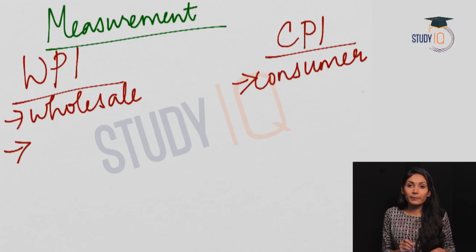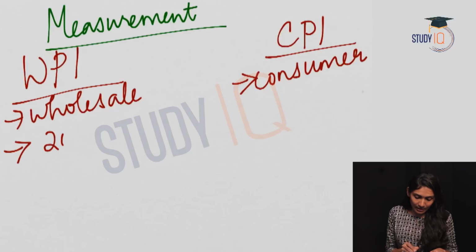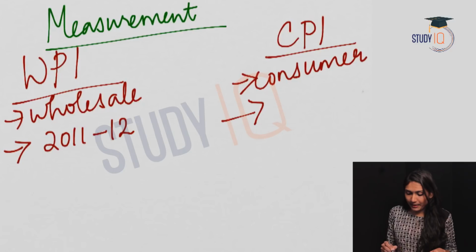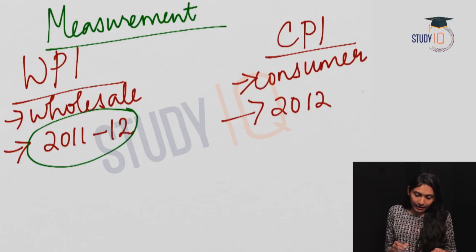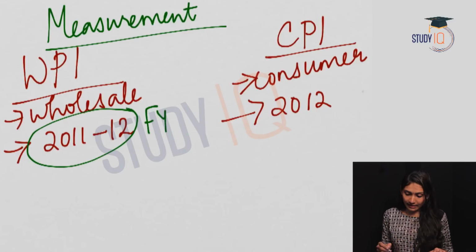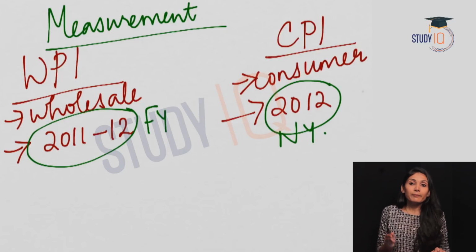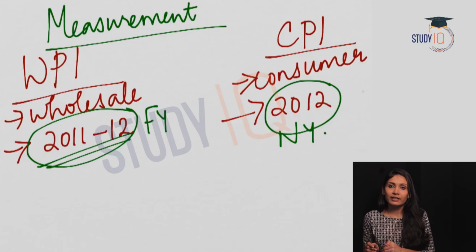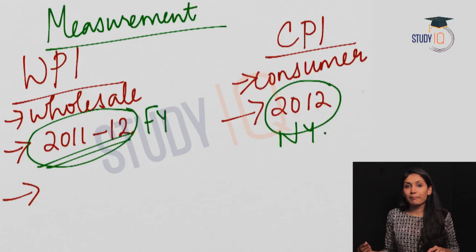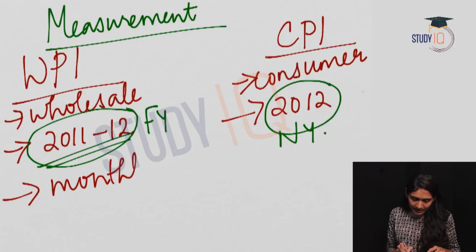The base year of WPI or the wholesale price index is 2011-12 and CPI is 2012. Here you will see that in case of wholesale price index, a financial year is taken as the base year, and in case of CPI or the consumer price index, a normal year is taken as the base year of CPI. That is, financial year will be starting from April 1st to March 31st and a normal year. So in case of WPI it is a financial year and in case of CPI it's a normal year. Both the WPI and CPI are calculated on a monthly basis.